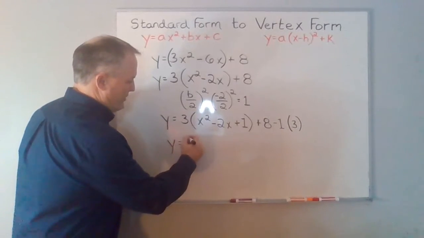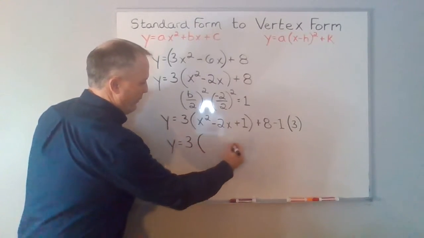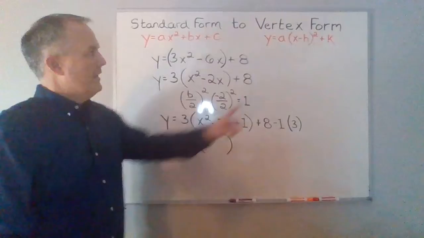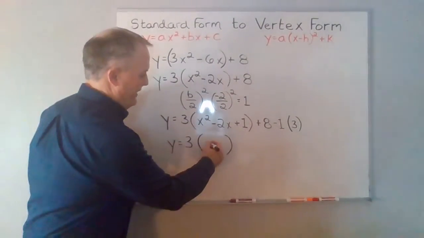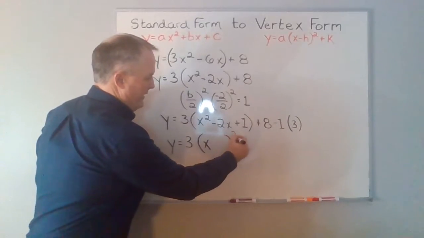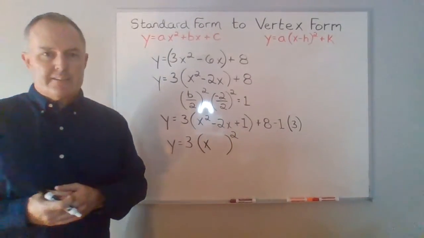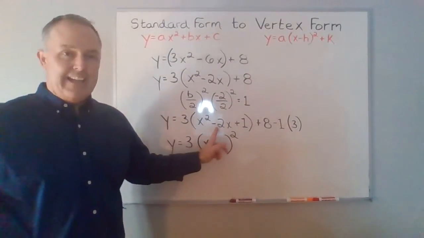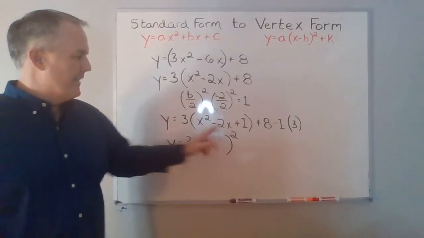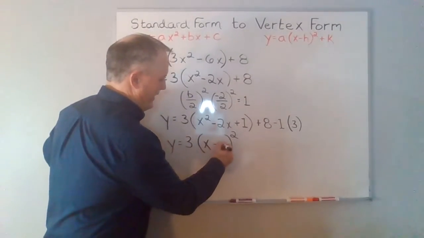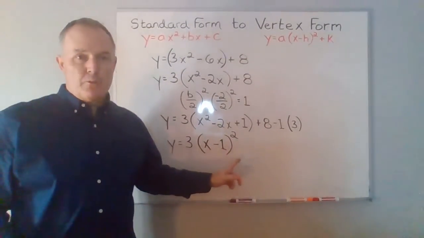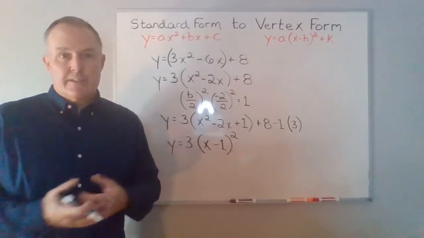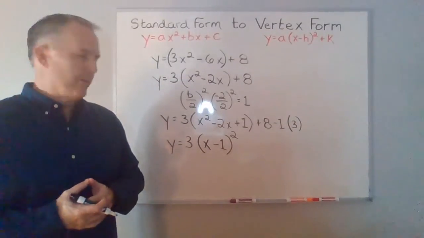So y equals 3. Now we're putting in our parentheses. We're doing the x minus h part. Here's the x. The x goes in here. The squared, or the exponent of 2, goes outside. And remember, you take half of your b, so negative 2 divided by 2 will be a negative 1. There's my binomial squared, which I could use to get my perfect square trinomial.